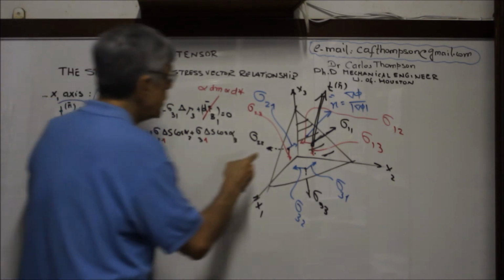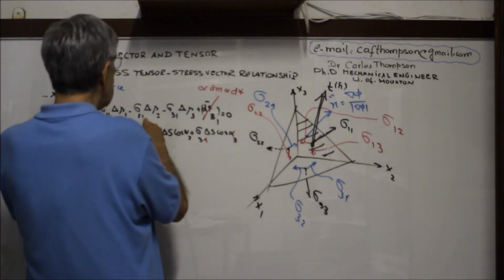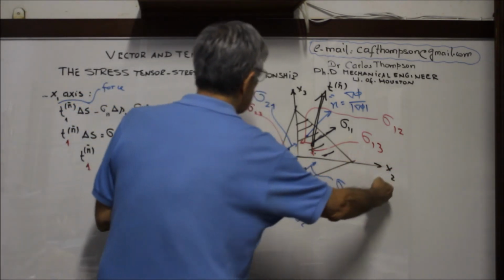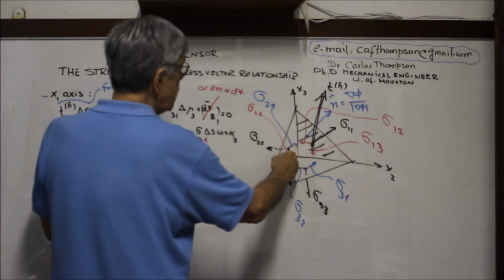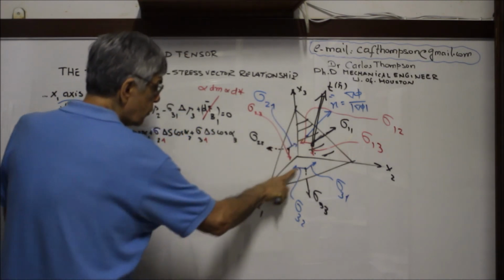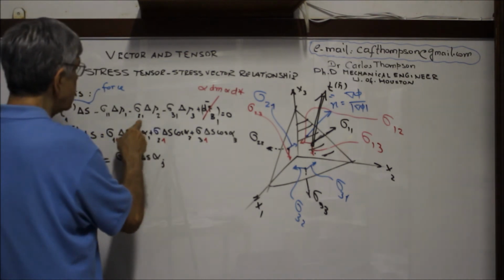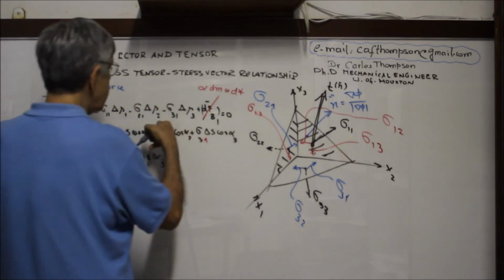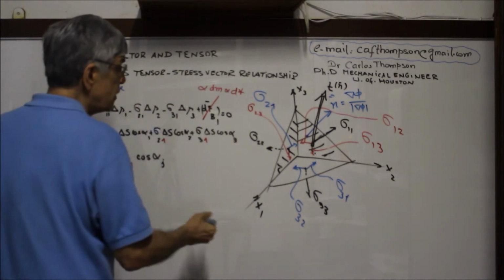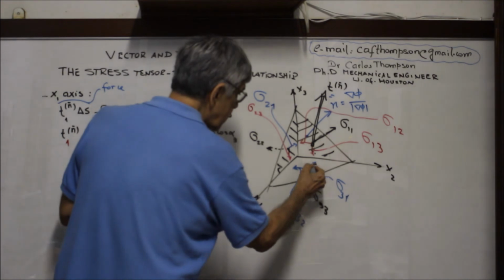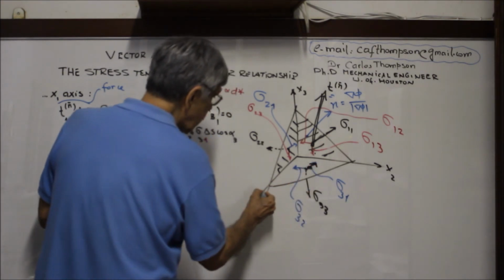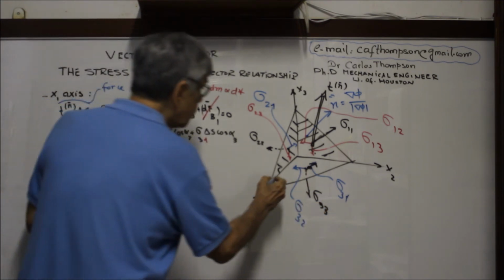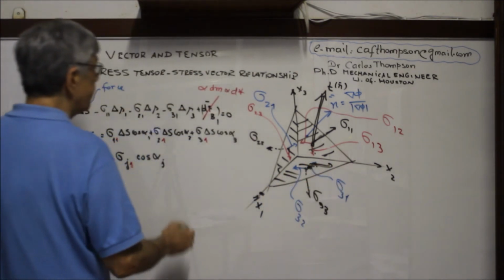Now here is sigma 2 1. What is sigma 2 1? This is on the x2 face, sigma 2 1 in the negative direction, parallel to x1. So this is minus sigma 2 1 times this area, which is delta S2. Now the last one is sigma 3 1. This is parallel to the x1 axis. So this is minus sigma 3 1 delta S3. So this is delta S3.